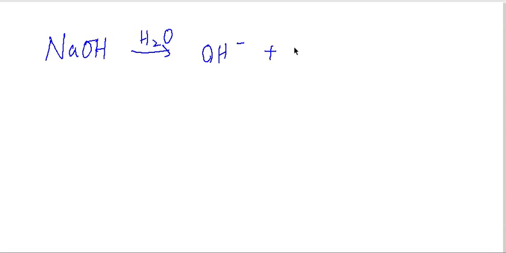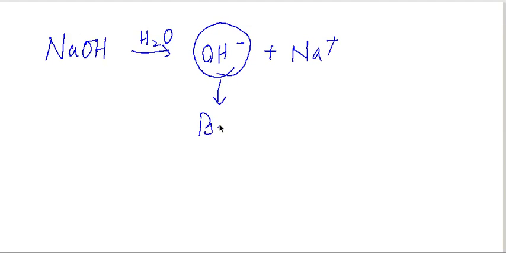Similarly, if you take a base like NaOH and you add water to it, then it splits into OH minus plus Na plus. Now OH minus is the ion which is responsible for the basic or alkaline behavior of the substance NaOH. From these experiments and reactions, we can easily conclude that all the acids contain H plus ion and all the bases contain OH minus ions.